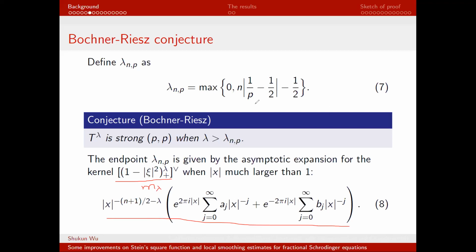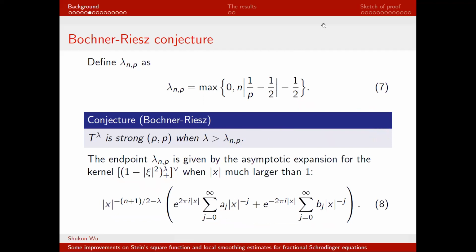And if we take a test function f such that its Fourier transform equals 1 on the unit ball, then when composed with the Bochner Riesz operator, T lambda f would just be m lambda. And the fact is that m lambda is bounded in LP space if and only if lambda is greater than the endpoint lambda MP. So that's the reason why the endpoint is sharp.